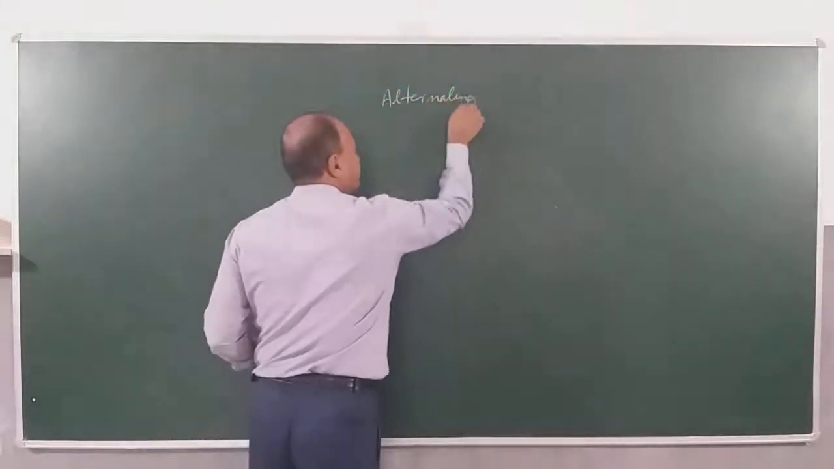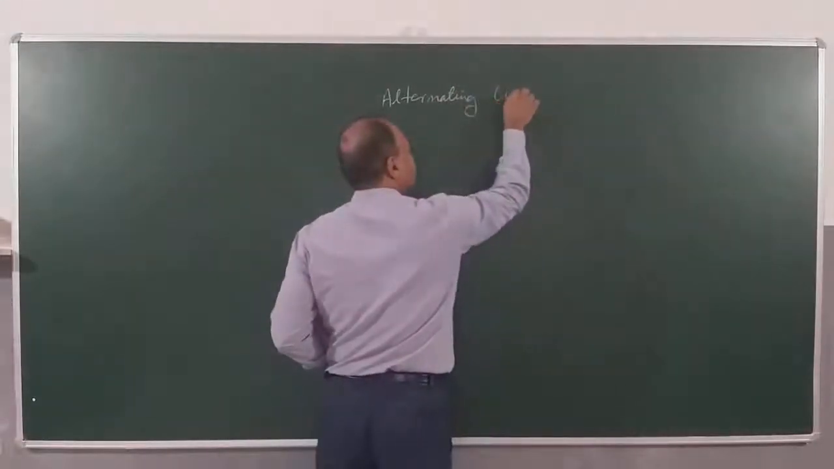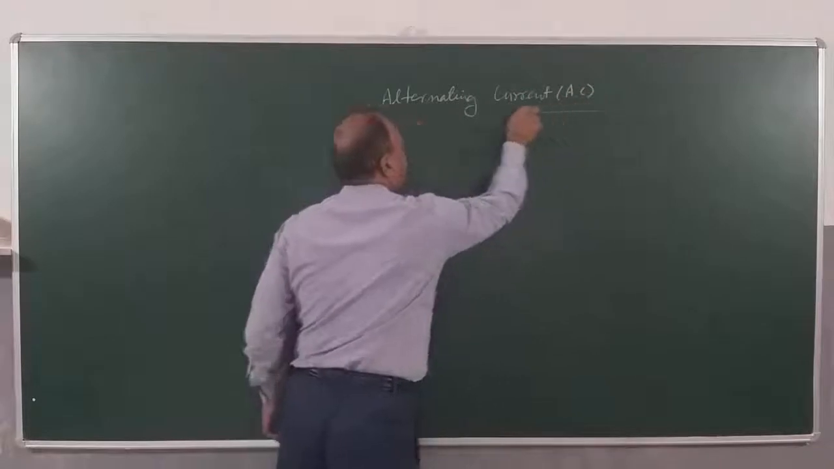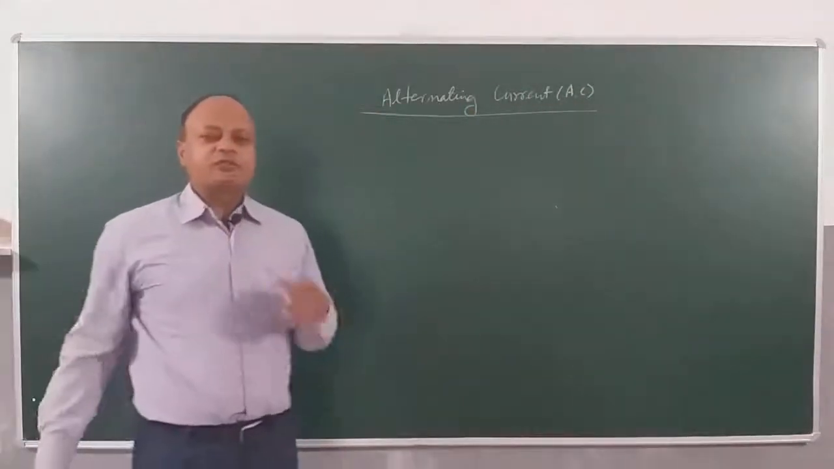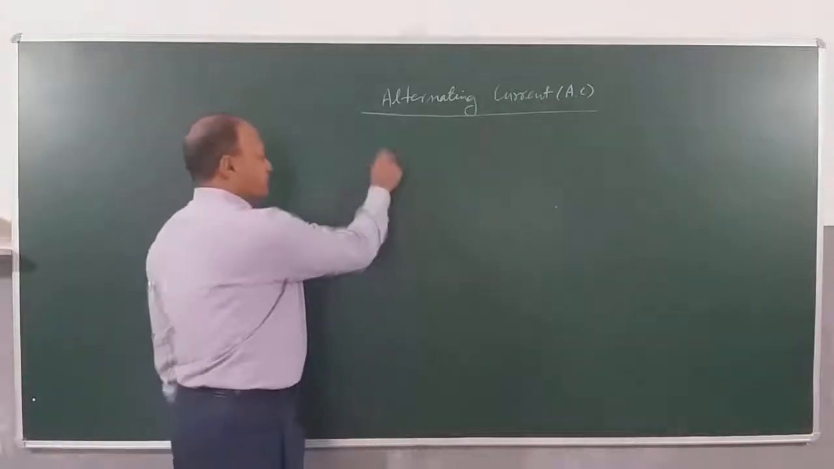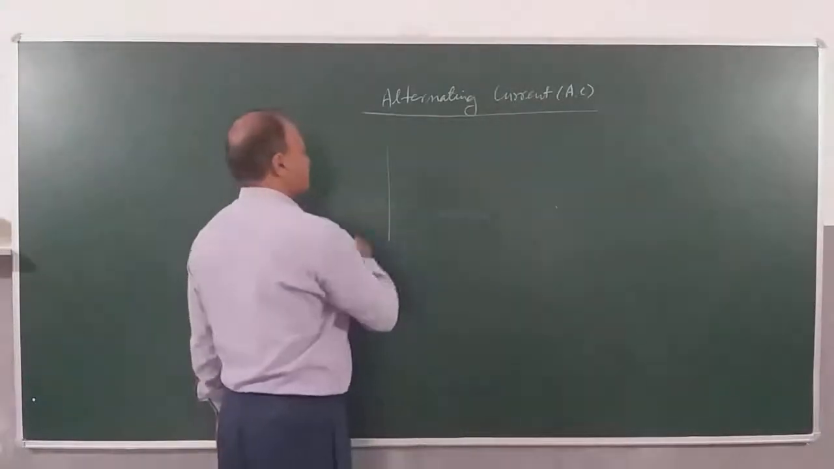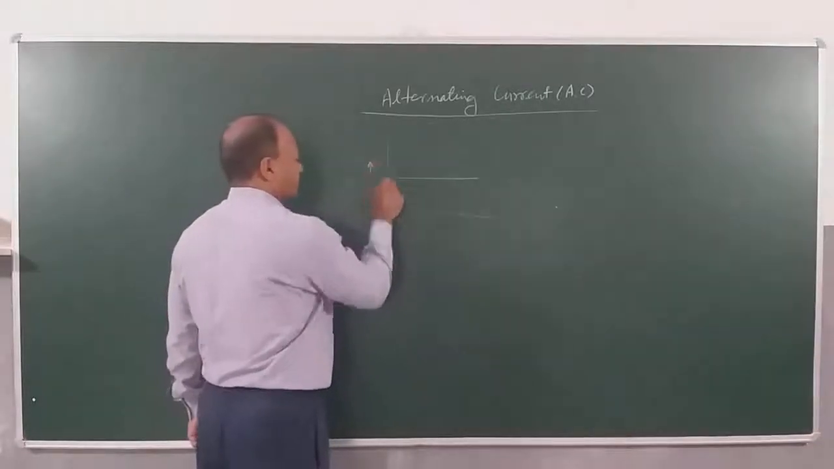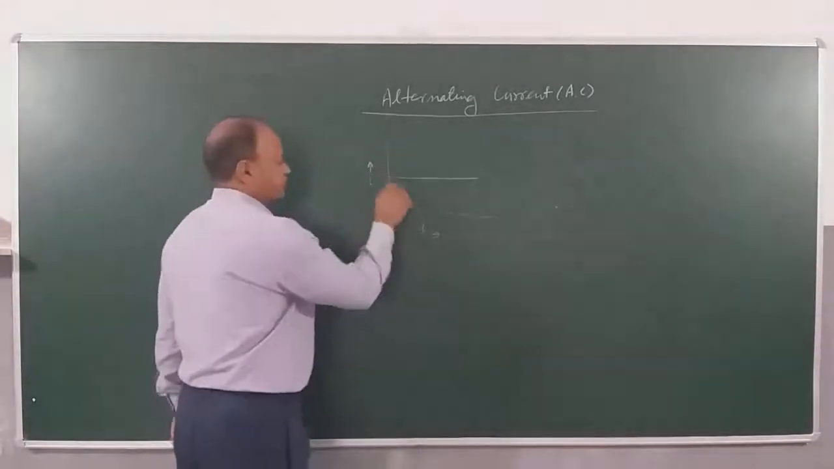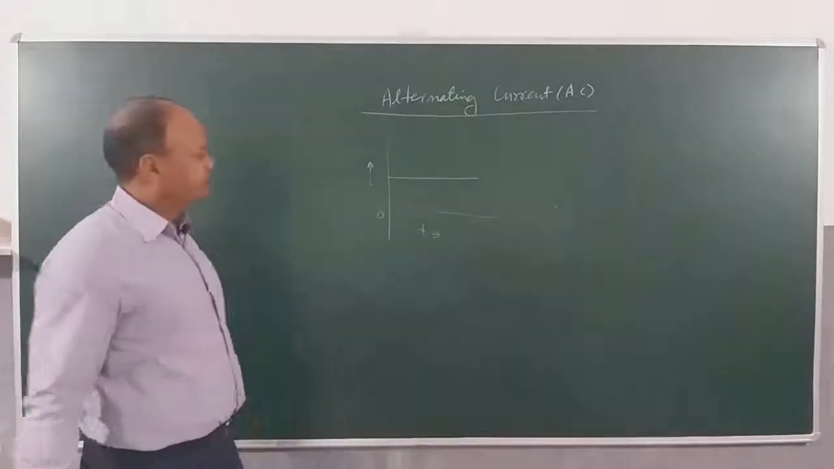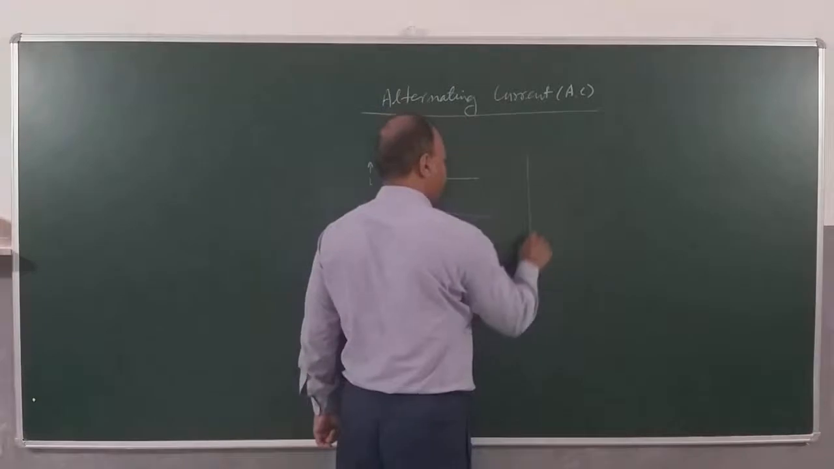Alternating current, in short we call it AC. Let's understand what exactly is alternating current first. Let's look at these two currents. This is current and this is time. There is a graph between current and time. One graph. Let's see another graph.